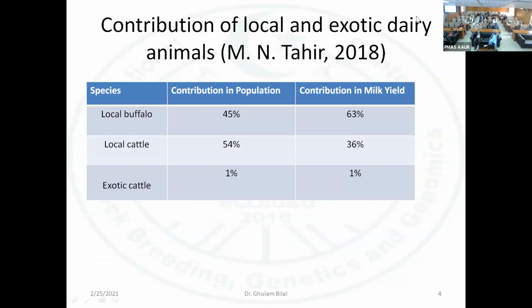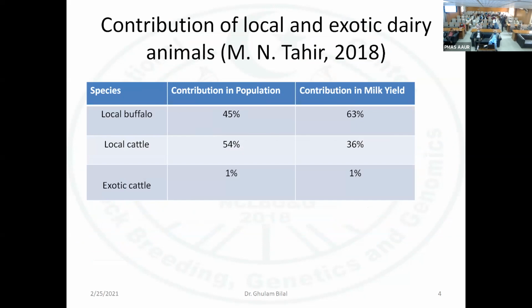So this is a typical industry of ours. Still, we are relying on buffalo. Buffalo is the major dairy animal. Its contribution is 63% in our national milk production. Cattle's contribution is 36%.